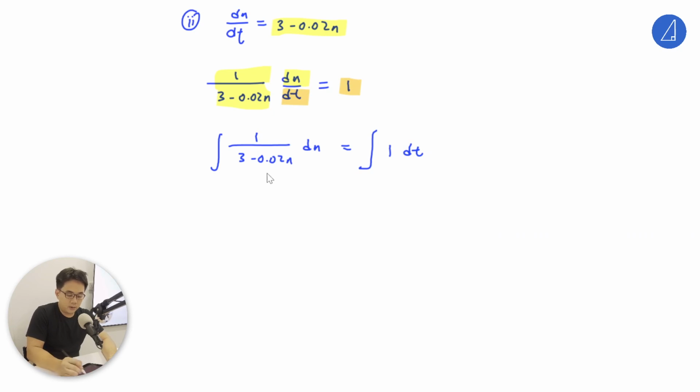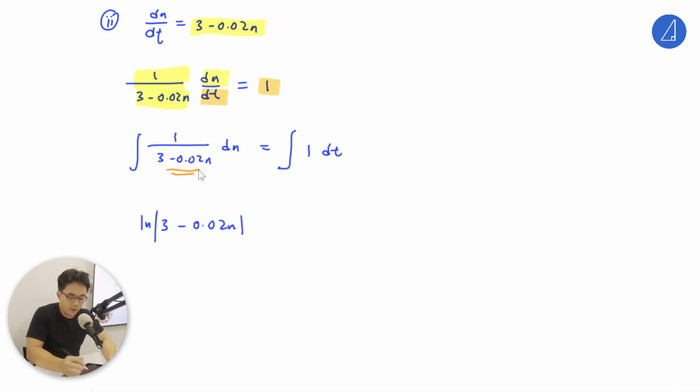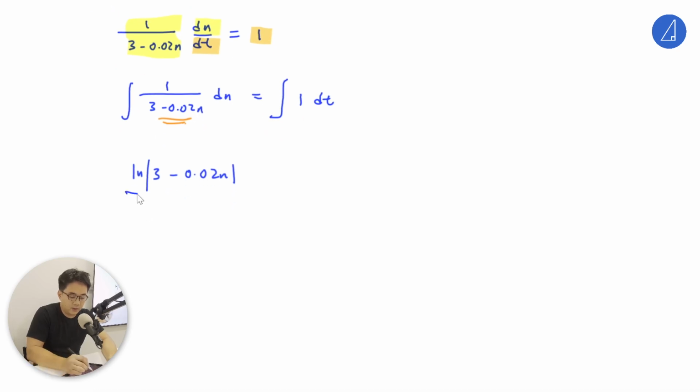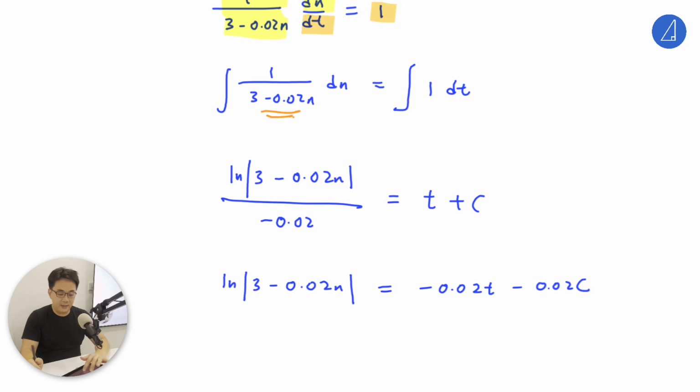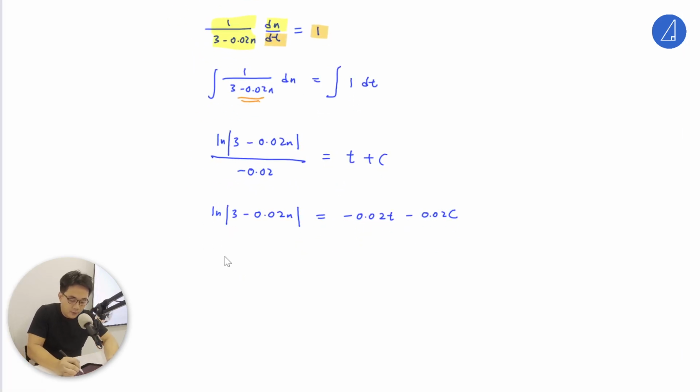Then you integrate this. This is just secondary school integration. So for 3 minus 0.02N, remember to divide by the coefficient of N. A lot of times students will forget that. So this is divided by 0.02, which equals t plus c. Then after that, you open up the logarithm to get plus minus e to the power of negative 0.02c, e to the power of negative 0.02t.